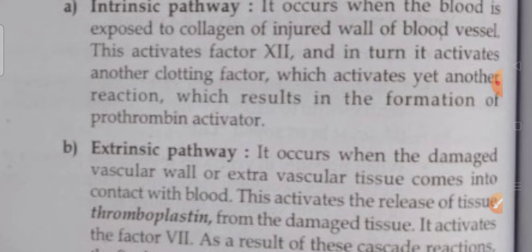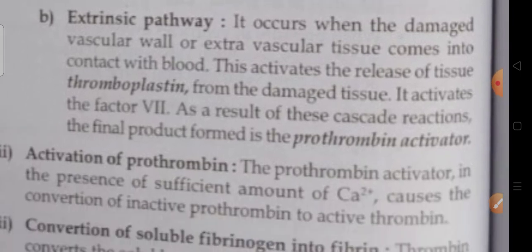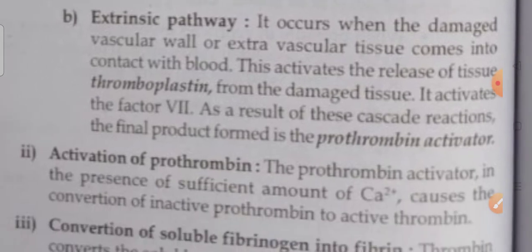Next, coming to extrinsic. It occurs when the damaged vascular wall or extravascular tissue comes into contact with the blood. When the damaged vascular wall or extravascular tissue comes into contact with the blood, it automatically activates the release of tissue thromboplastin.